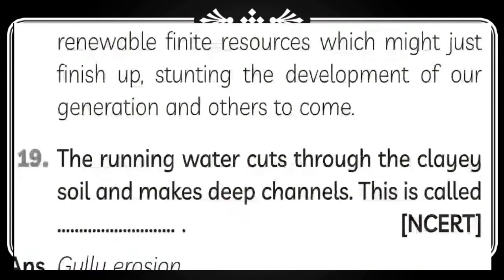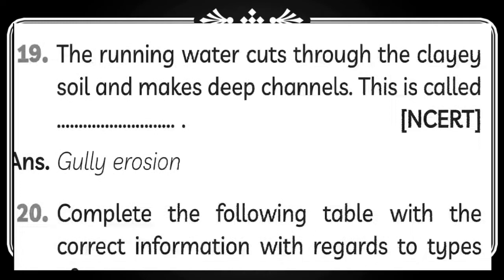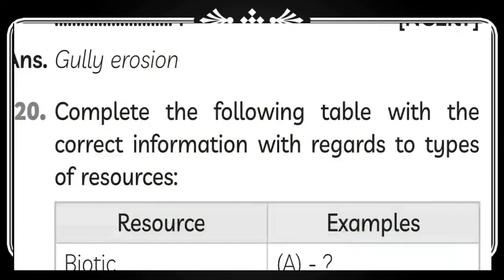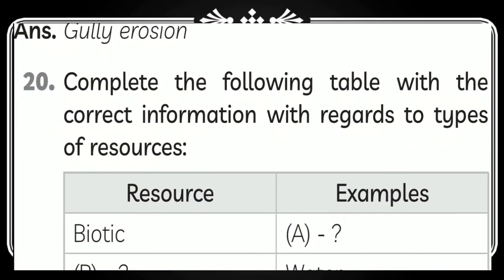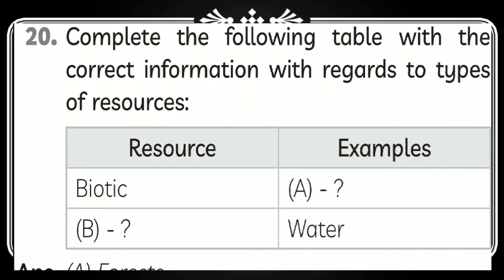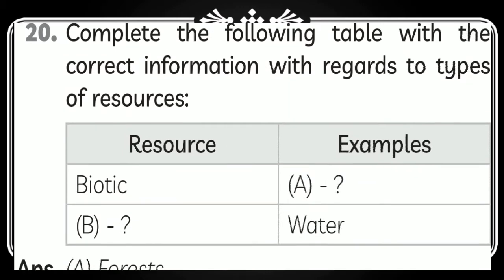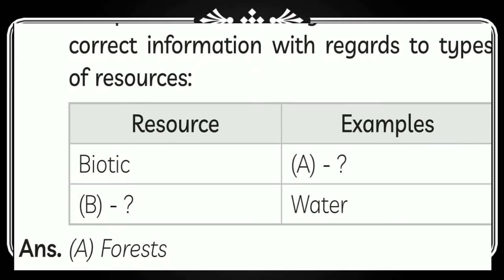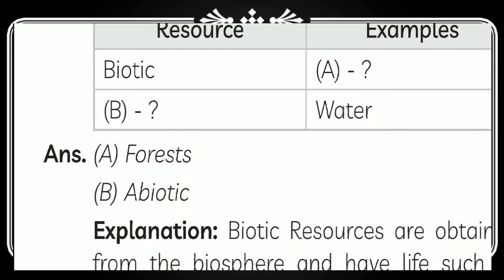Now the next question is the running water cuts through the clayey soil and makes deep channels. This is called gully erosion. Now the next question is complete the following table with the correct information with regard to types of resources. Biotic, A. Forest. Water, abiotic resource.